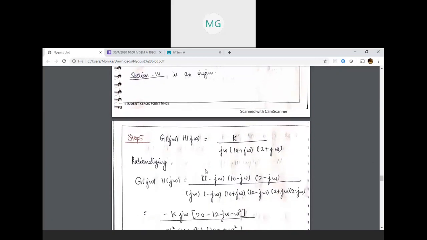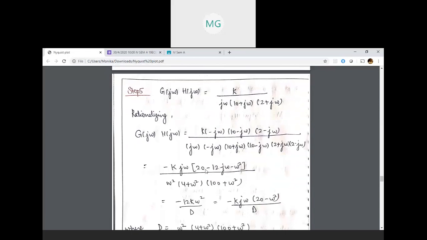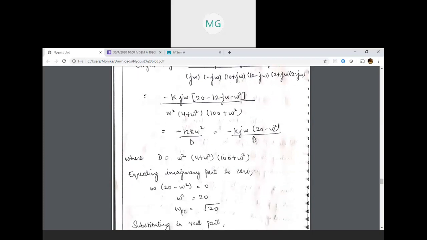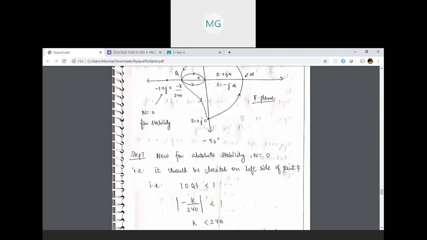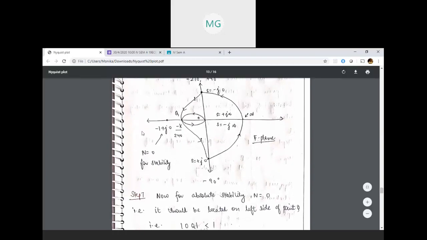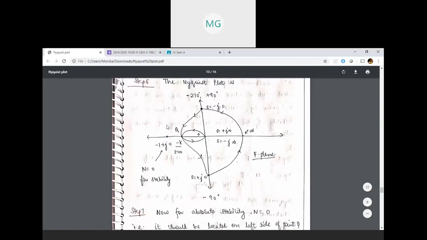So step 5, after finding this, you have to find the point where your Nyquist plot touches the left half of the S-plane. This intersection point you have to find. You know this point, you know this is infinity, you know this point, but you don't know this point where your Nyquist plot intersects with your negative real axis. Now, how will you find this point?